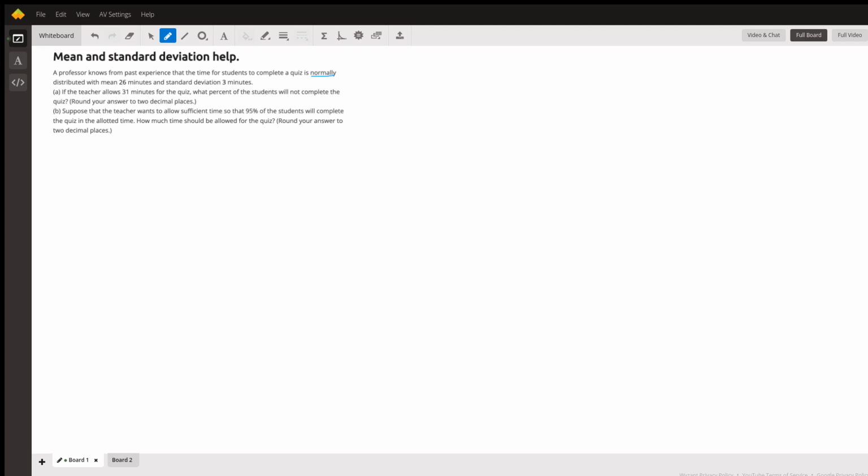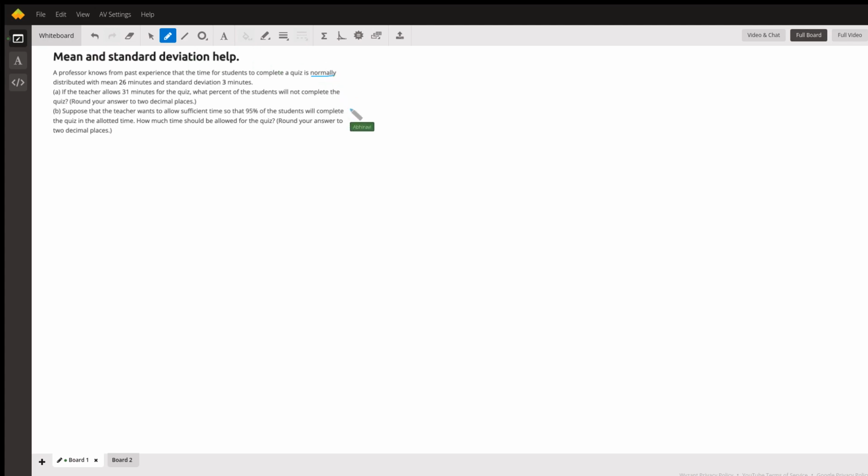Now the first question is, if the teacher allows 31 minutes for the quiz, what % of the students will not complete the quiz? The second question is, suppose that the teacher wants to allow sufficient time so that 95% of the students will complete the quiz in the allotted time. How much time should be allowed for the quiz?